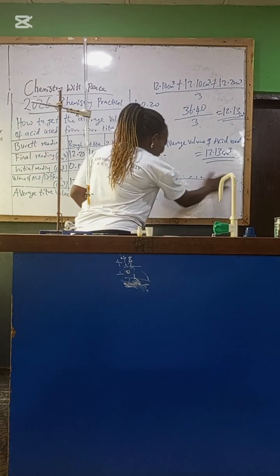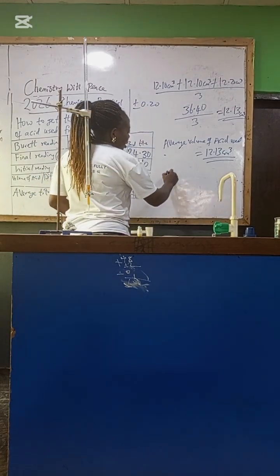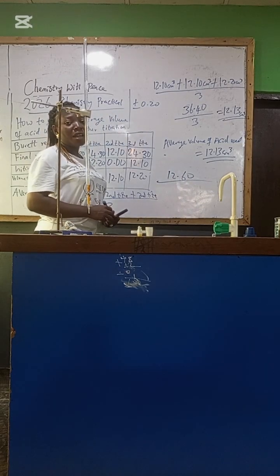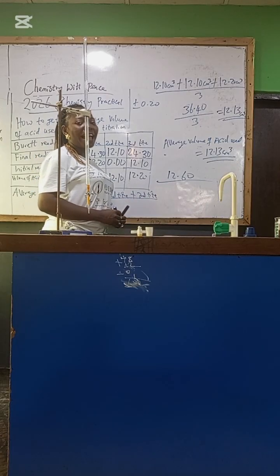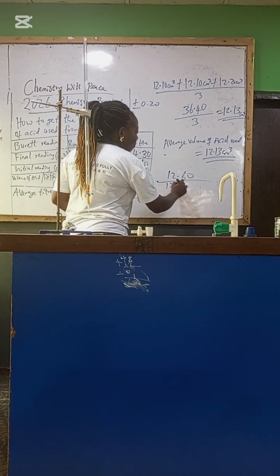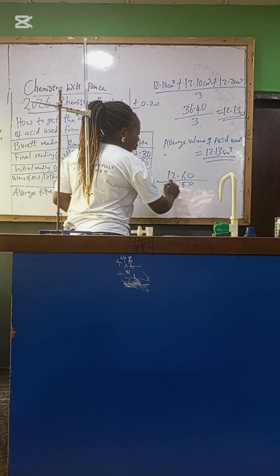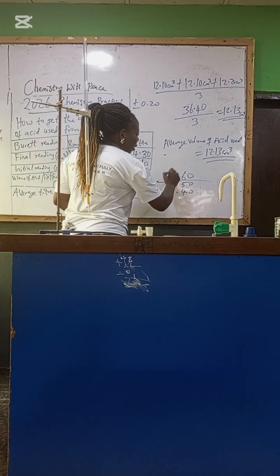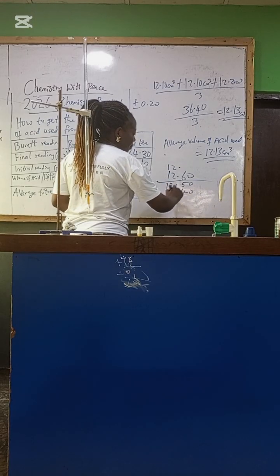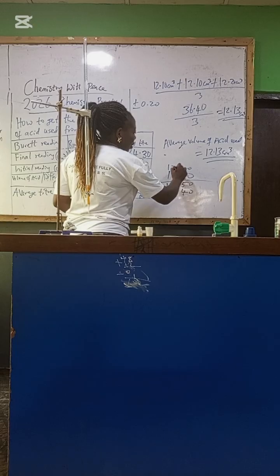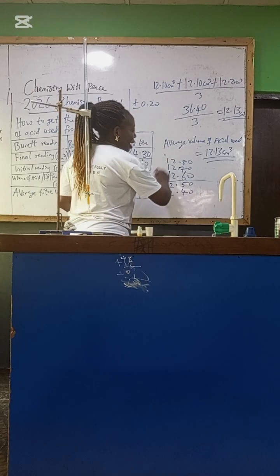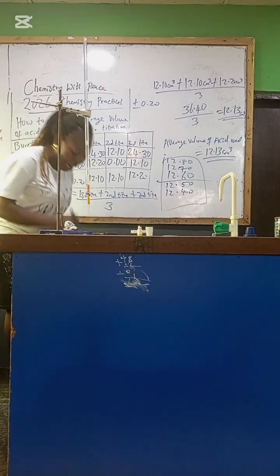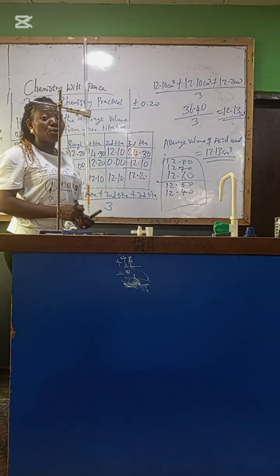But if your value is 12.60, let's assume you do your titration and your value is 12.60, you are expected to get either 12.60, 12.50, 12.40, 12.70, or 12.80. Any other thing out of that, you have failed it, and I don't want you to fail it.